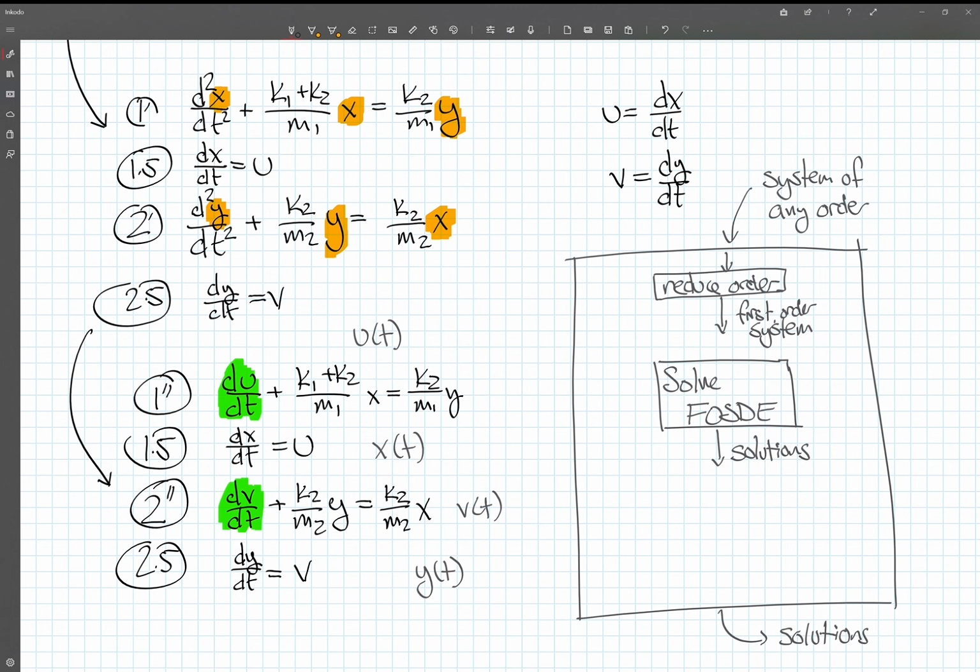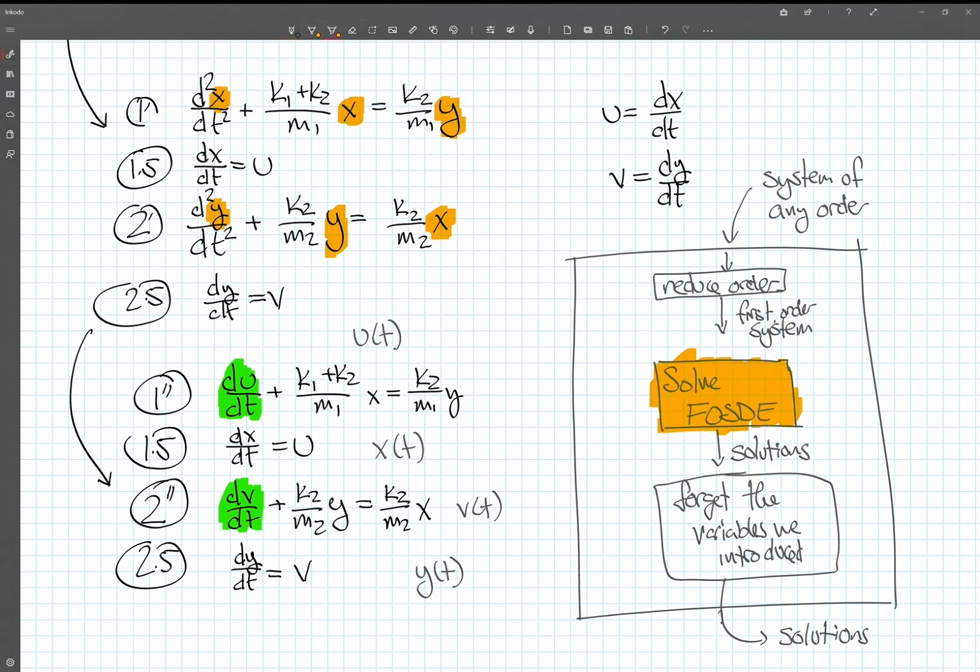So once I've solved that, what do I have to do? Just forget about u and v, right? They were something I introduced to solve the problem. They're not what I'm looking for. So all we have to do is forget those variables. If I know all 4 of them, then I know x and y, which are the 2 that I was interested in, and I'm done. So that's what we're going to do. Our job in the rest of this chapter is figuring out what goes inside that box. How do we solve first order systems?